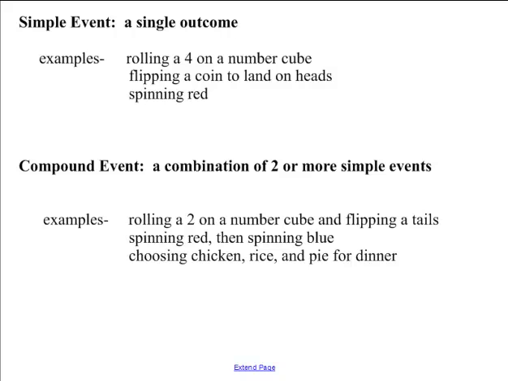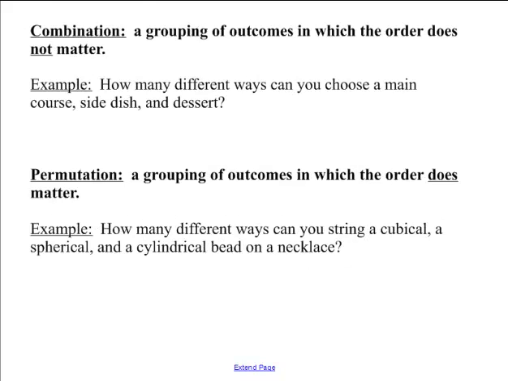So rolling a 2 and flipping tails, 2 different things. Spinning red, then spinning blue, 2 different things. Choosing chicken and then rice and then pie, that is 3 different things, but it's still a compound event. In those compound events, we can order things in 2 different ways. We can order things in a combination or a permutation.